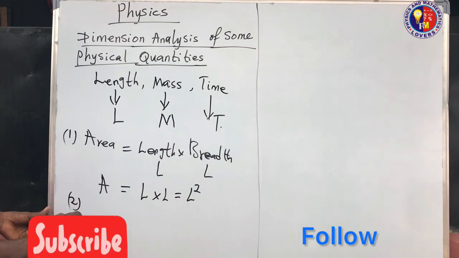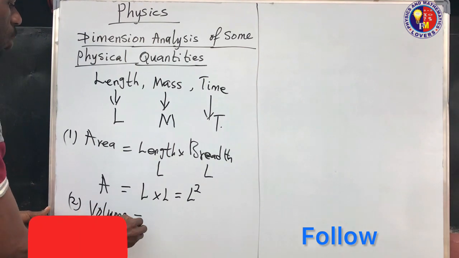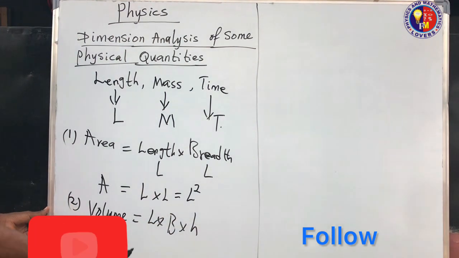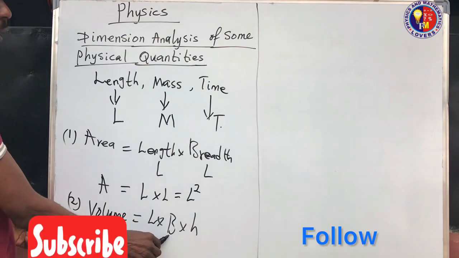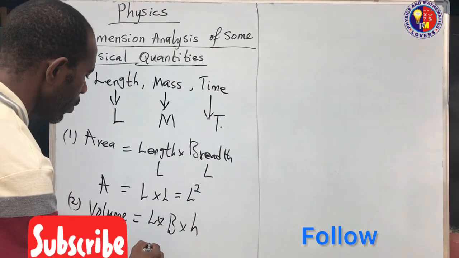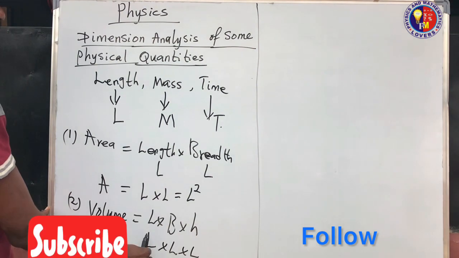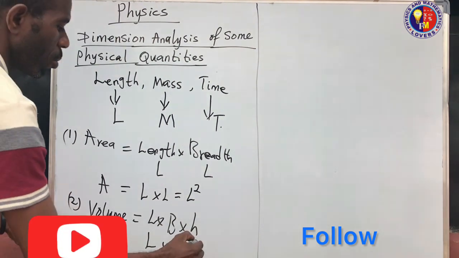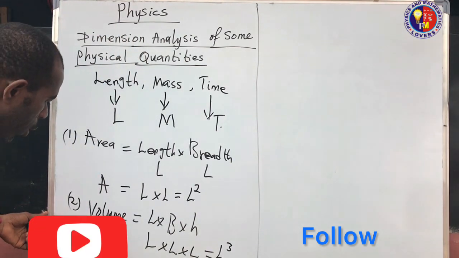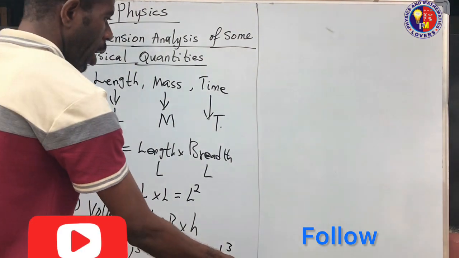Number two, we look at volume. Volume is denoted as length times breadth times height. Length is a distance, breadth is also a distance, and height is also a distance between 2 points. So the dimension of each of them is length times length times length. All of them are of the same base. At the end of the day, we have L cubed. So the dimension of volume, V, is equal to L cubed, meaning L raised to power 3.